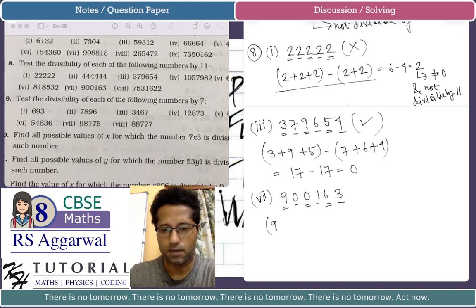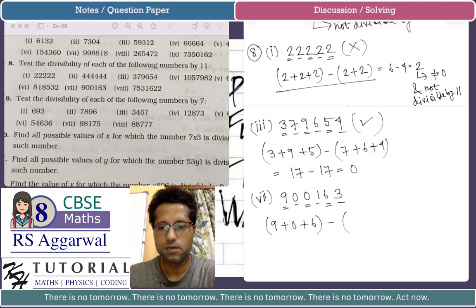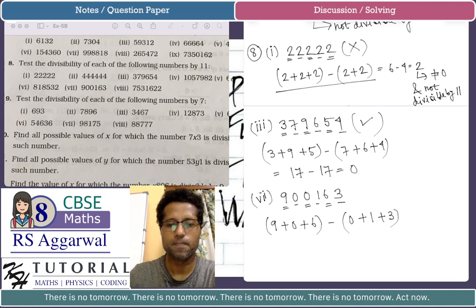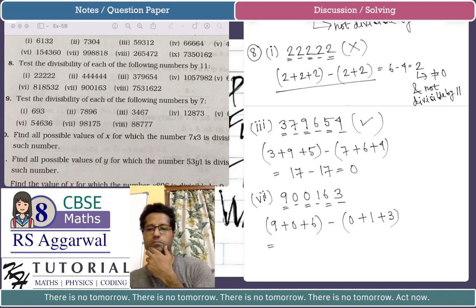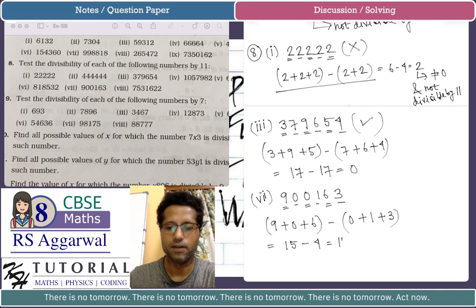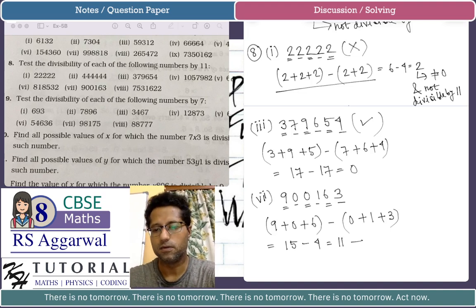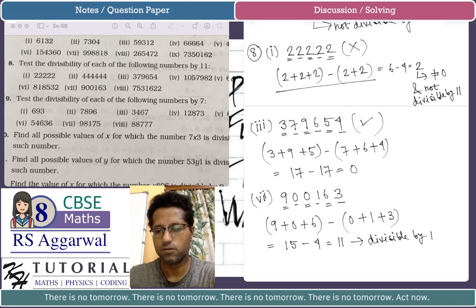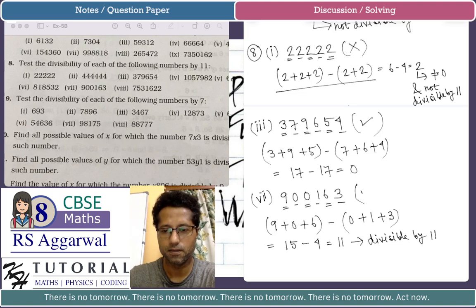It will be 9 plus 0 plus 6 minus 0 plus 1 plus 3. This is equal to 15 minus 4, which is 11, and this is divisible by 11. So the number is divisible by 11.